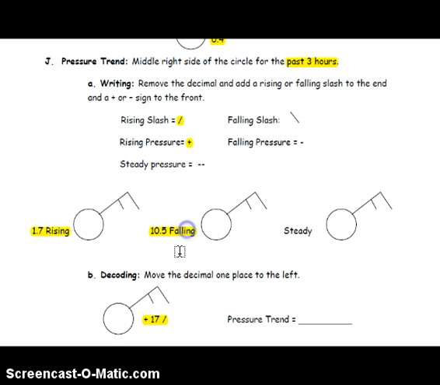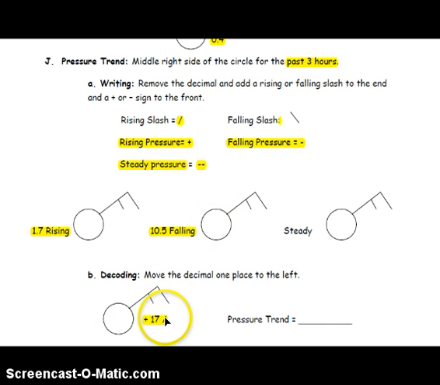Go ahead and try the falling. What you would do is, again, falling, you would make sure you have the negative sign now because it's falling. You would remove the decimal, so you'd write 105, and then you're going to add in the falling slash, which is right here, okay? So you would go, again, negative 105 and then falling. Last thing is, what if the pressure is steady? Well, all you would do is just do these two dashes right in the center. That means in the past 3 hours, the pressure has not changed, okay?